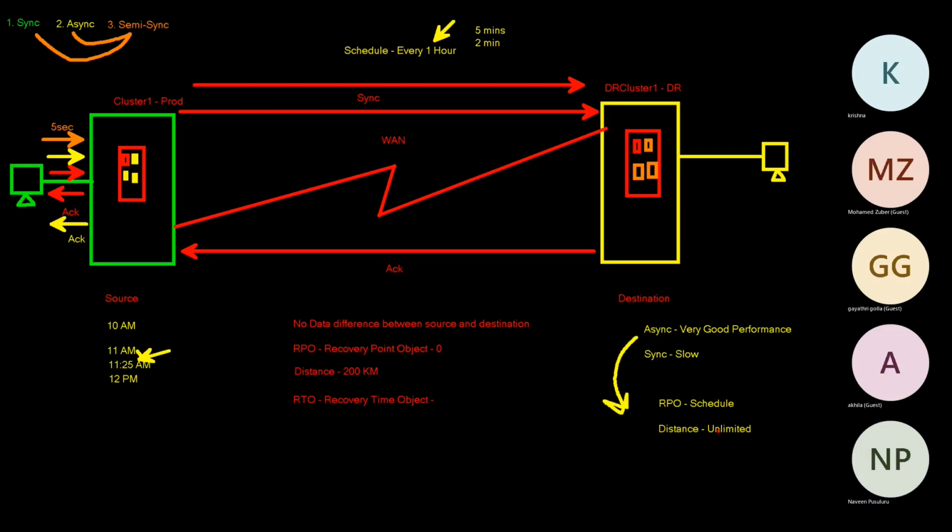Any questions? In semi-sync also, the distance is unlimited. And when it comes to RPO, the time is whatever timeline you set, whether 5 seconds, 10 seconds or 15 seconds. That is the RPO. The performance is obviously slow in semi-sync as well, just like sync.